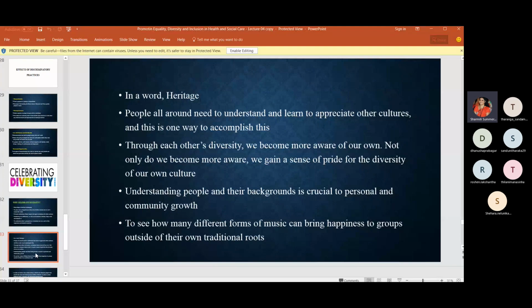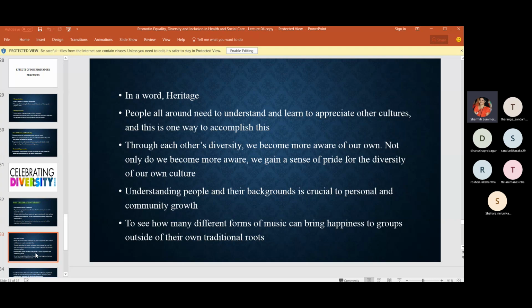And the world, it is a heritage. So the diversity, if there is no diversity... Heritage means the things that we are saving and keeping as property. The property that we are saving, we call it a heritage. So diversity is also like a heritage that the world has. People all around need to understand and learn to appreciate other cultures, and this is one way to accomplish this.